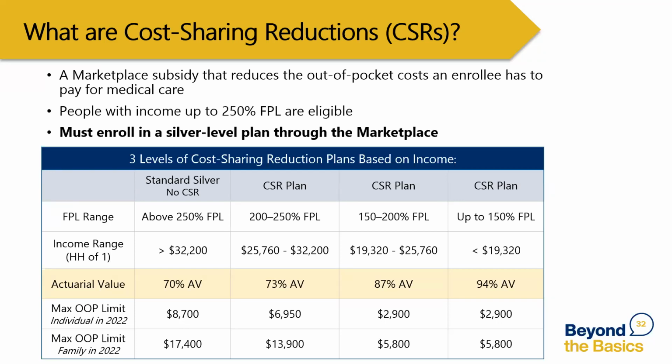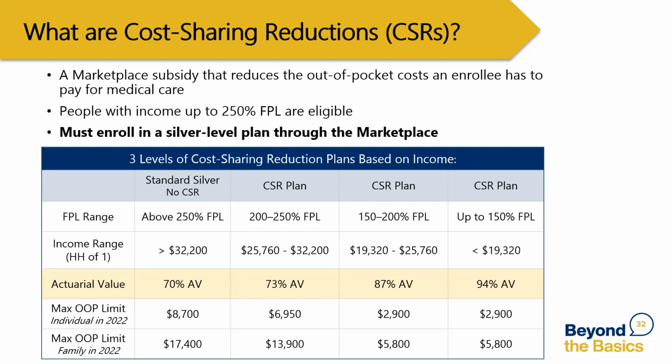CSRs are available to people with income up to 250% FPL. But it's very important to know that CSRs are only available in silver level plans. So if someone is eligible for a CSR, but enrolls in a bronze plan instead of a silver plan, their cost sharing won't be reduced, and they'll be missing out on a subsidy they're eligible for. There are 3 different levels of CSRs available in silver plans, and these levels are based on a person's income.